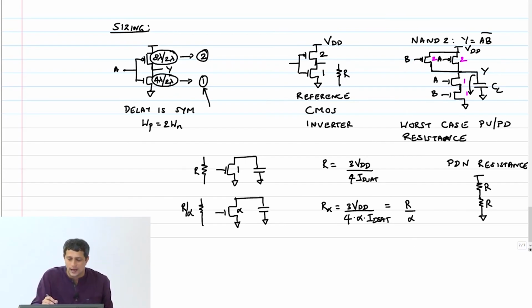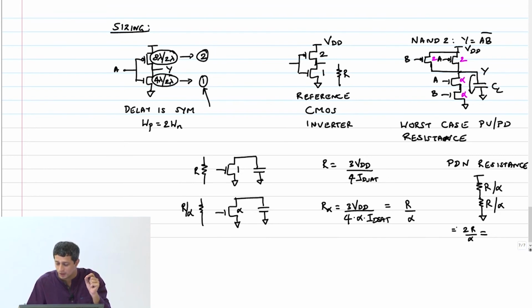Okay, therefore I have to make this one some alpha, and we'll calculate what alpha is. I'm going to make it alpha, right? And the net resistance is now going to be what? R by alpha for each, so this will be 2R by alpha. But by design, I want this to be how much? R. Therefore, alpha has to be 2. Right? And therefore, this will be 2. Is that clear?